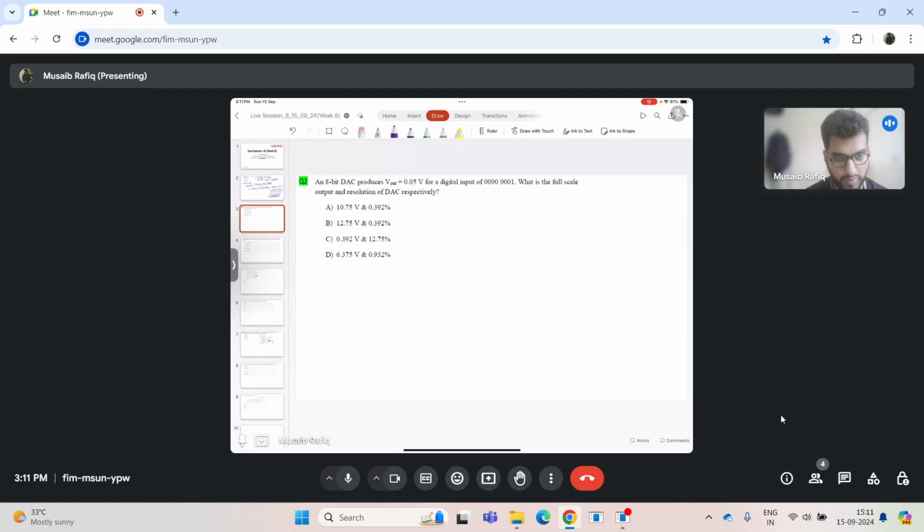I'll just read the problem. As the roll is quite low, but still I'll ask the students that have joined, please try this. It states that an 8-bit DAC produces V out equal to 0.05 volt for a digital input of 00000001. What is the full scale output and resolution of DAC respectively? So you need to find out the full scale output and the resolution of DAC.